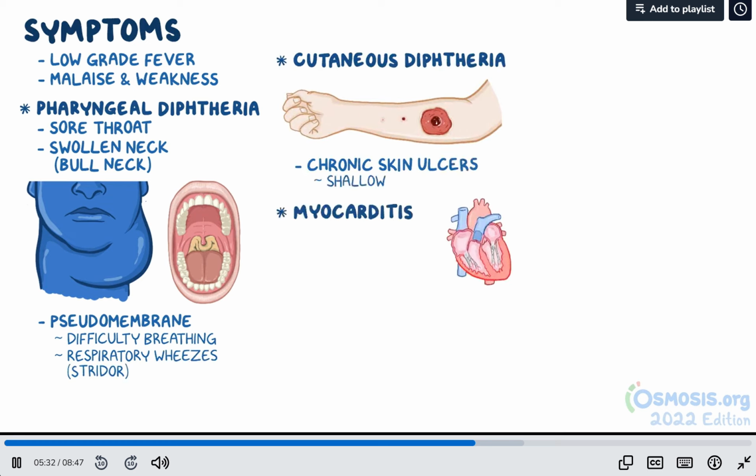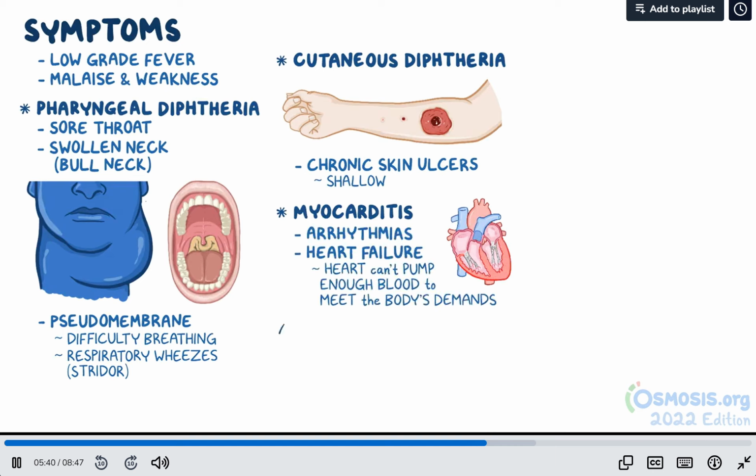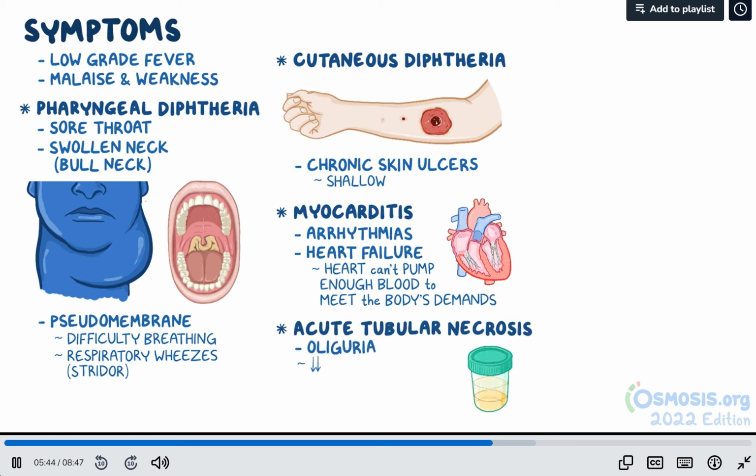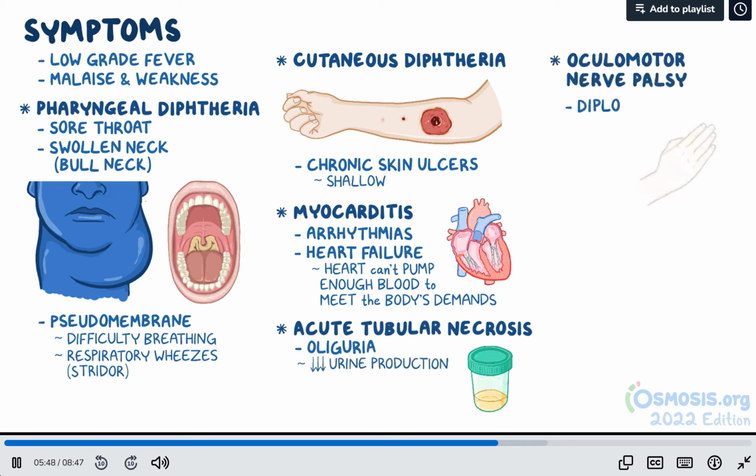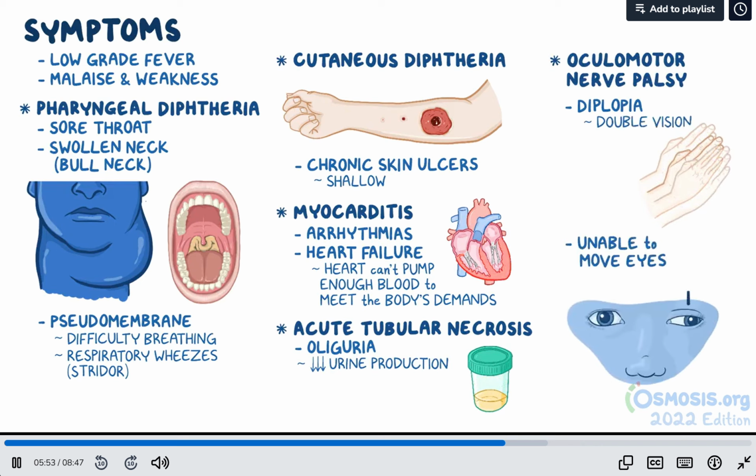With myocarditis, there might be signs of cardiac dysfunction, like arrhythmias or even heart failure, which is when the heart can't pump enough blood to meet the body's demands. With acute tubular necrosis, there might be oliguria, which is decreased urine production. With oculomotor palsy, there might be diplopia, which means double vision, or the person might not be able to move their eyes up, down, or to the side.